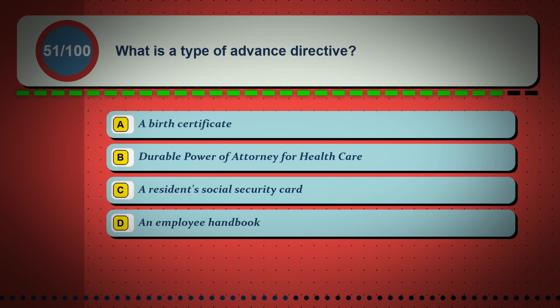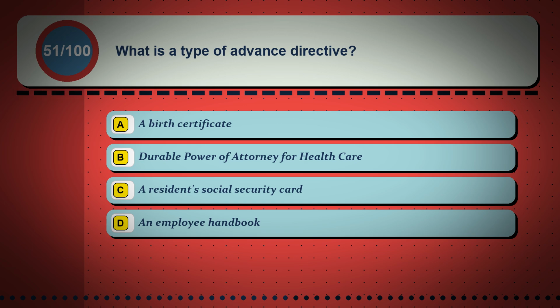Question 51. What is a type of advance directive? Option A. A birth certificate. Option B. Durable power of attorney for healthcare. Option C. A resident's social security card. Option D. An employee handbook.